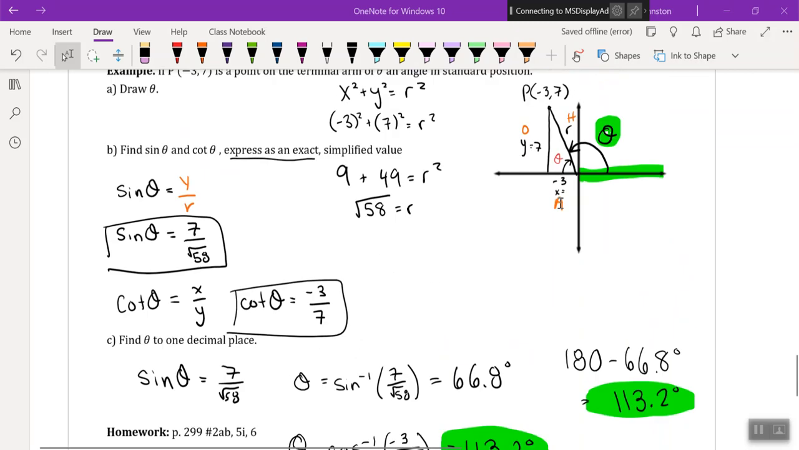If it was down here in A, you would do 180 plus whatever your theta is. And if it's over here, 360 minus whatever the angle that you found is. So if it's in the first quadrant, leave it. Second quadrant, subtract from 180. Third quadrant, add 180 to it. And then fourth quadrant, subtract from 360.